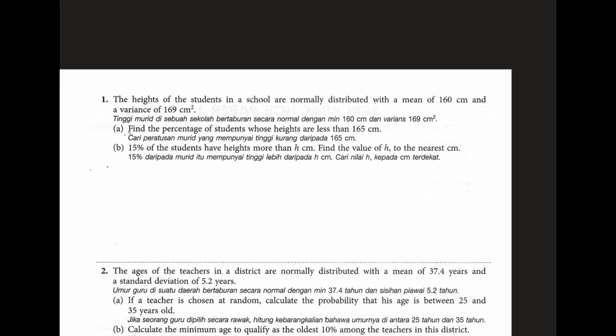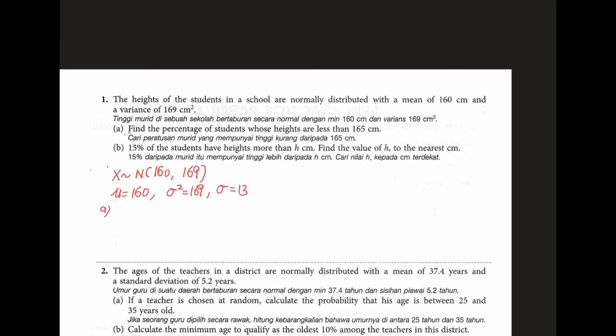Now let's see Question 1. The heights of the students in a school are normally distributed with mean 160 and a variance of 169. Be careful, now they give variance. So you can write it like this if you want: N is normally distributed, mean 160, variance 169. But when you use it for calculation, we need the mean. We don't need variance. We need standard deviation. Standard deviation is 13.